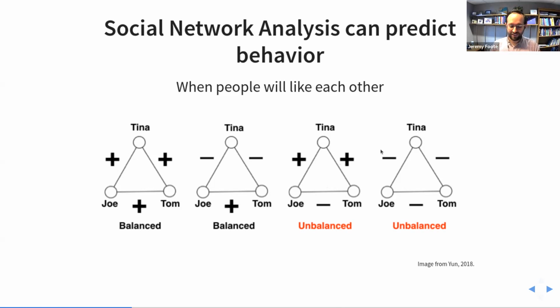And finally, when everyone dislikes each other, this is a little bit weaker form, but you can imagine the enemy of my enemy becomes my friend, right? If Tina dislikes Joe and Joe dislikes Tom, then we can think that Tina and Tom might eventually come to like each other a little bit more. So that's again another idea of how we can predict just using structure, just using information about the relationships and nothing about the people themselves, to predict what they will do.